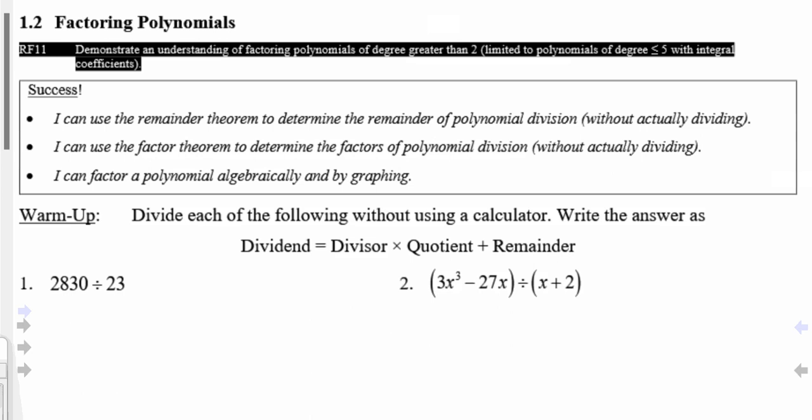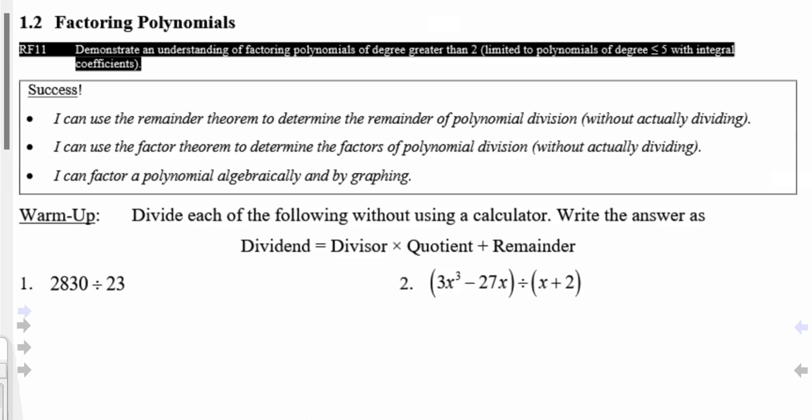Then I can use the factor theorem. So we'll learn another theorem. A theorem is just something that can be proved. We will go over one of these proofs. I'll go over the factor theorem proof and show that it always has to be true. And so the factor theorem is going to help us figure out how to factor polynomials.